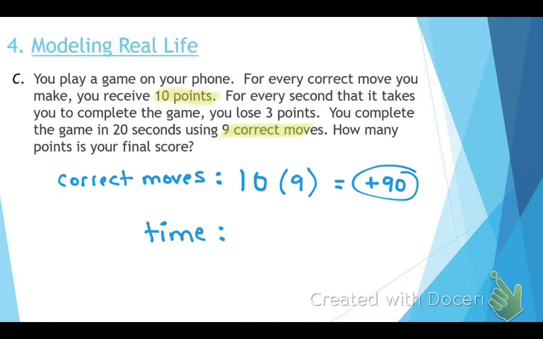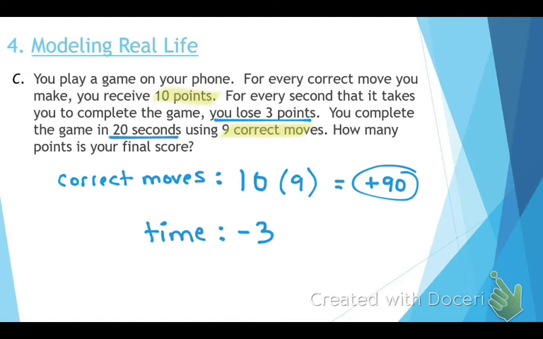For every second it takes you to complete the game, you lose how many points? I'm going to underline that. I lose 3 points. If I'm losing points, is that positive or negative? Negative 3. How many seconds did it take us? 20 seconds. I'm going to underline that information.